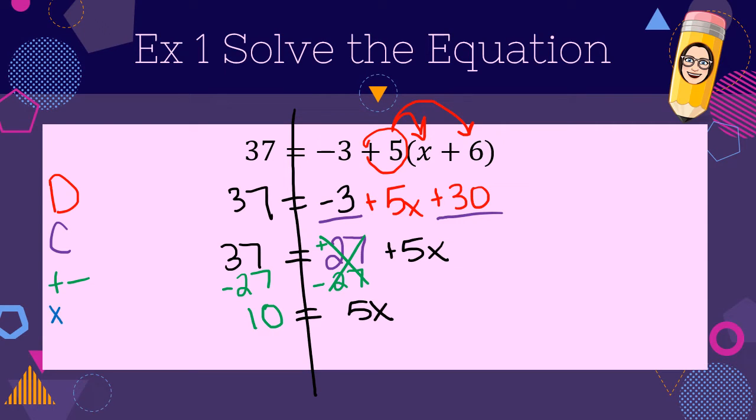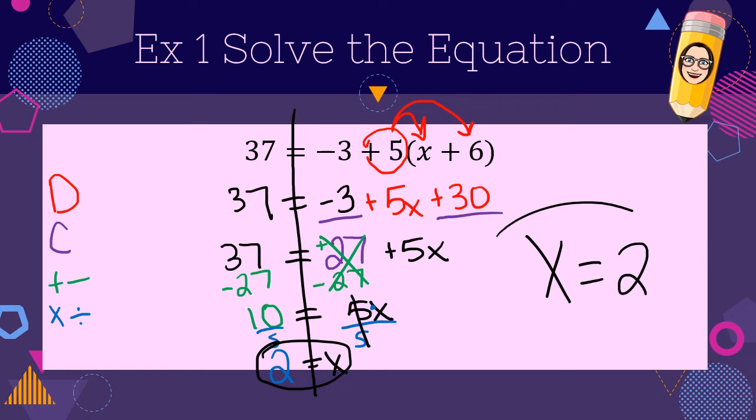My last step is undo any multiplication or division. Instead of 5 times x, we're going to divide by 5. 10 divided by 5 is 2, and I didn't use the x, so it falls down. That is my final solution. X equals 2.